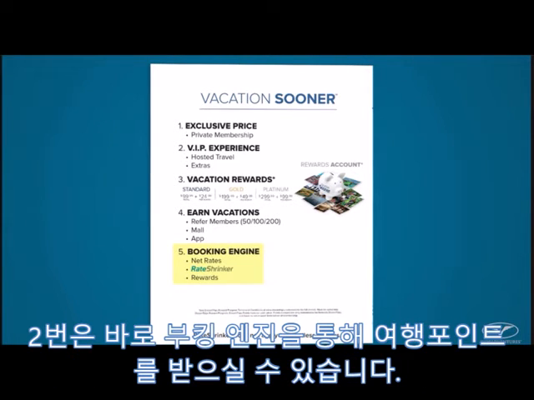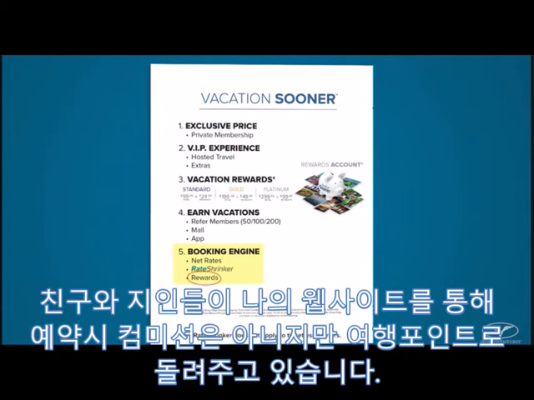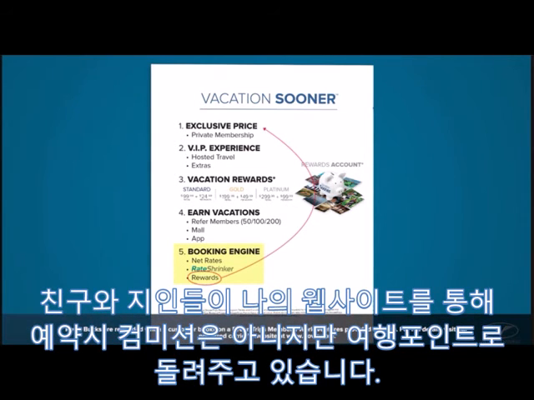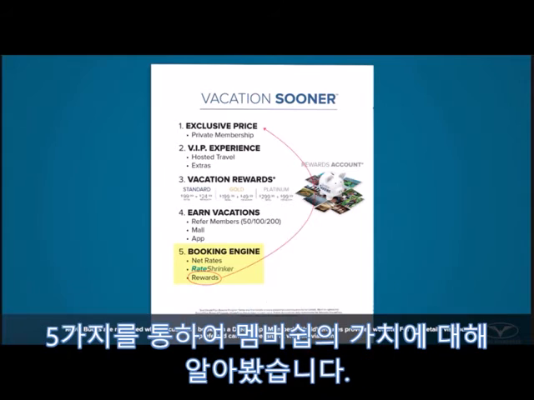But the other component is we got a rewards component that if you have a customer of yours, a friend of yours that goes to your website and they book on there, instead of commissions coming back, we convert that to rewards, and it goes back in here that allows you to do the same thing as you can apply that towards your next vacation. So those are the 5 points.